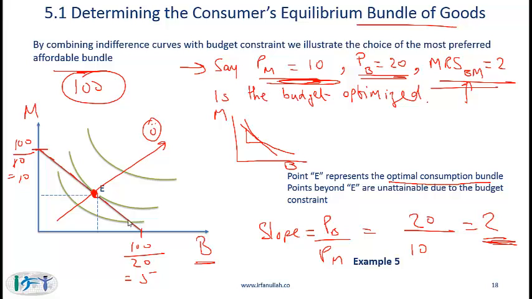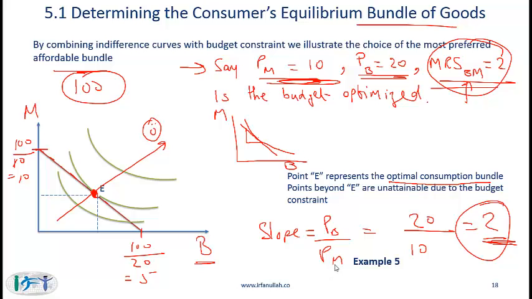Notice that at this point of tangency, the slope of the budget line, 2, needs to be equal to the slope of the tangent over here. Essentially, the budget constraint line is the tangent. So if we are told that the marginal rate of substitution is 2, that means that the absolute value of the slope over here is 2. We have established that the slope of the budget constraint line is 2. Since these two numbers are the same, so this is equal to the price of bread over price of milk, that means that our budget is being optimized.